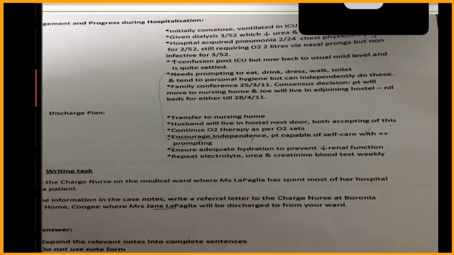Discharge plan: transfer to nursing home. Husband will live in the hostel next door. Both accepting of this. Continue oxygen therapy as per oxygen saturation. Encourage independence. Patient capable of self-care with prompting. Ensure adequate hydration to prevent decreased renal function. Repeat electrolyte, urea and creatinine blood test weekly.